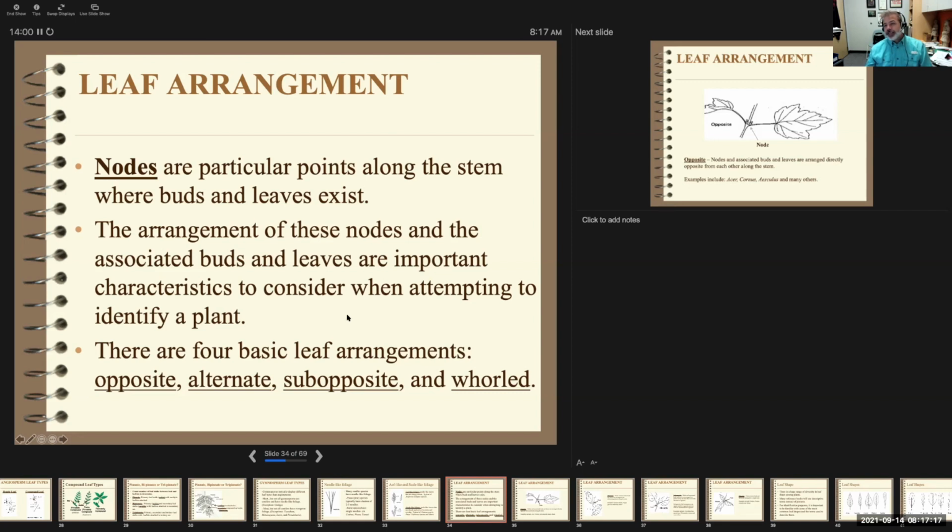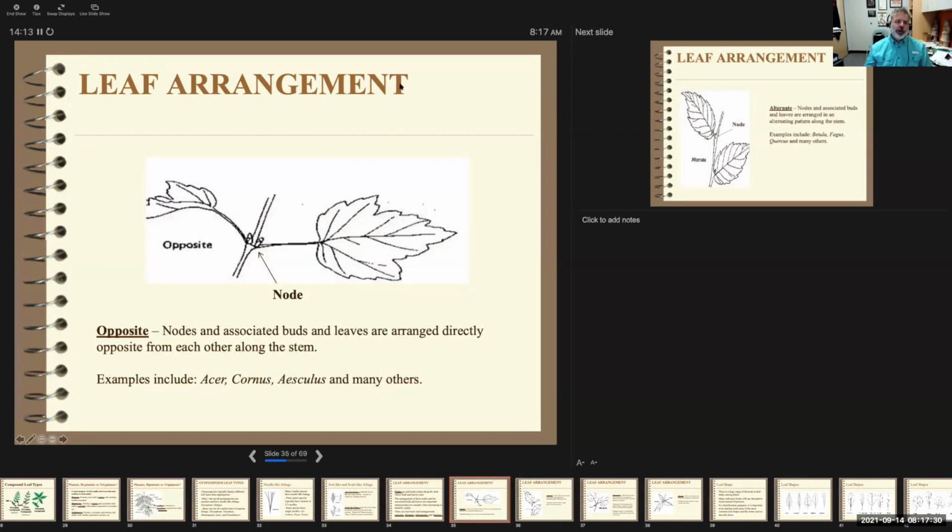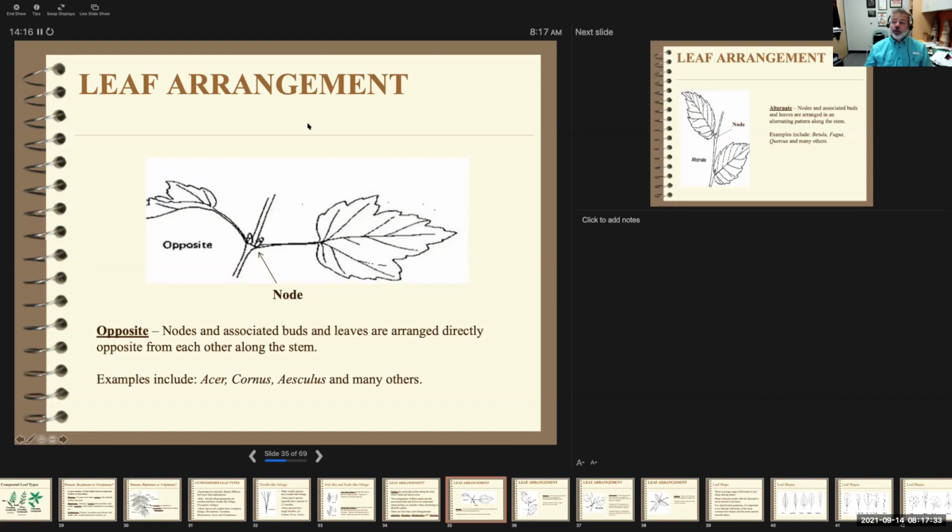There are four basic types of leaf arrangement: opposite, alternate, subopposite, and whorled. And we're going to go through those individually and talk about them. So leaf arrangement, again, before we were talking about leaf type: is it simple or compound? That's leaf type. Here is leaf arrangement, and that means how do they come off the stem? The first one, opposite leaf arrangement, you can see the buds or the nodes. We know that there's one leaf here, there's another leaf here, there are two leaves in this picture, and they are oppositely arranged.